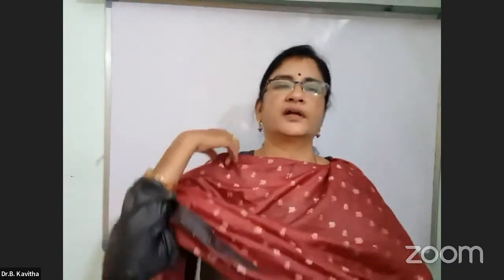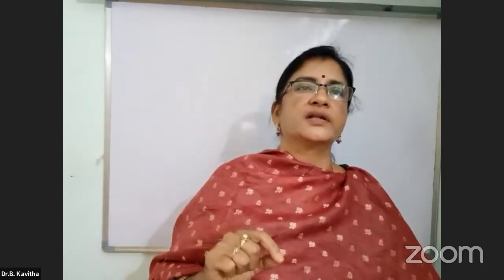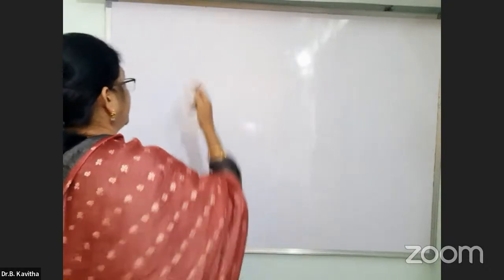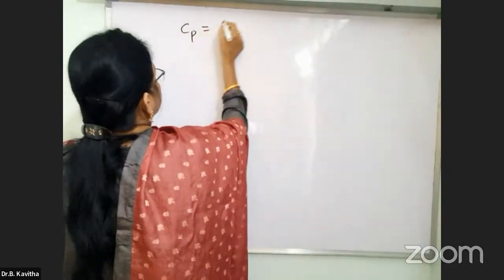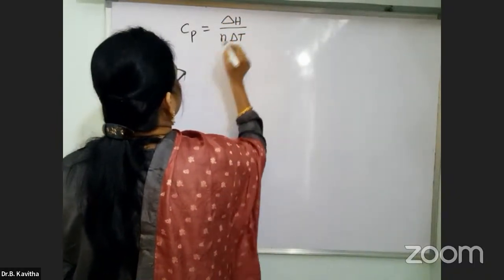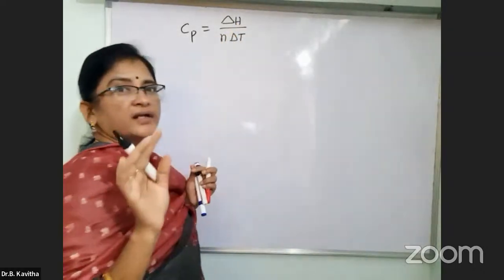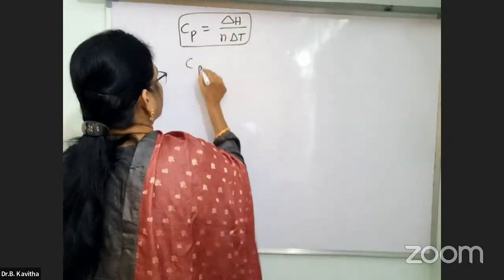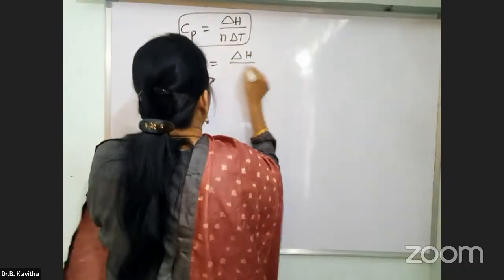So heat capacity start చేసాము. We have defined the terms of Cp and Cv, and we have given the equations for the Cp and Cv also. So what is the equation for Cp? Cp is equal to delta H by n into delta T. If it is 1 mole, directly you can write, this is for n moles. For 1 mole, Cp is equal to delta H by delta T.